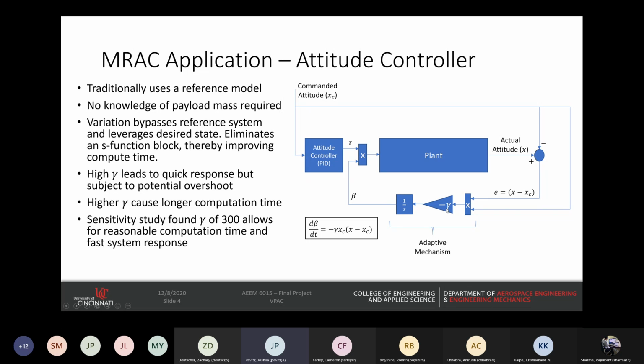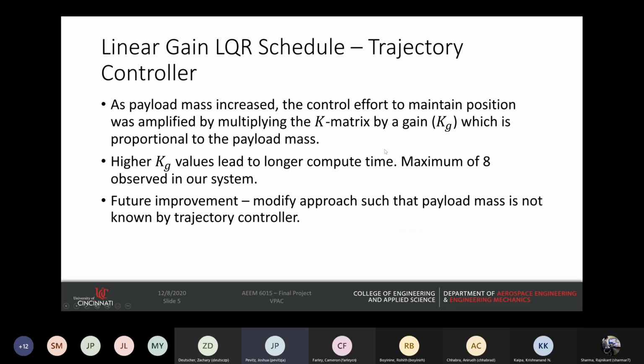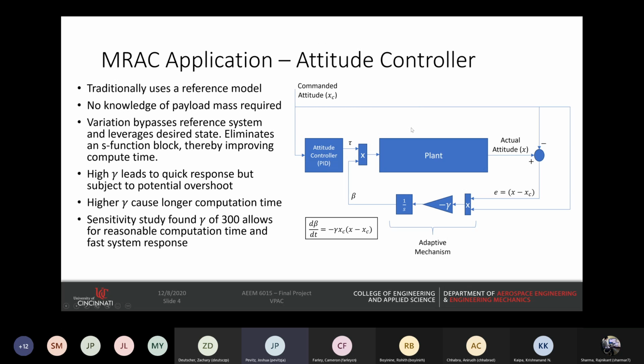Higher gamma leads to quick responses, but can potentially lead to overshoot. And higher gammas we also saw cause longer compute time. So with a sensitivity study, we found that in this case, with our computing power, a gamma of about 300 was reasonable. Moving on to the trajectory controller, I should mention that this system does not require that the attitude controller know the payload mass.